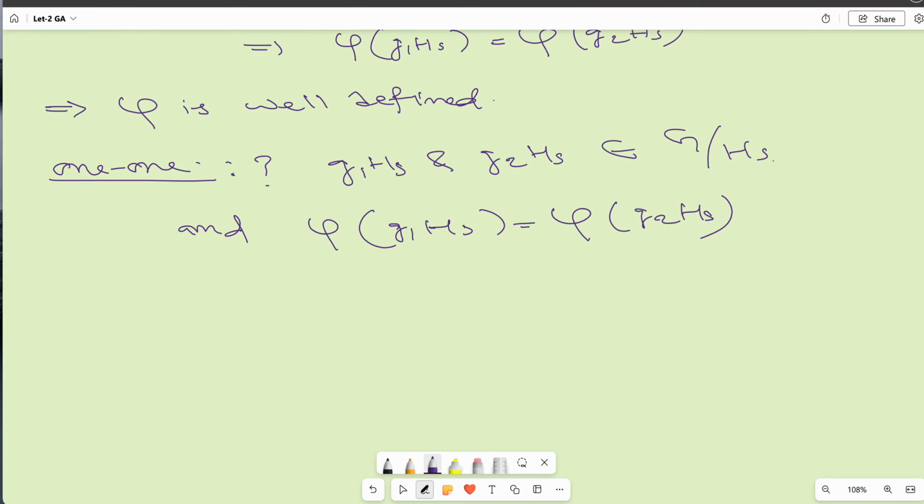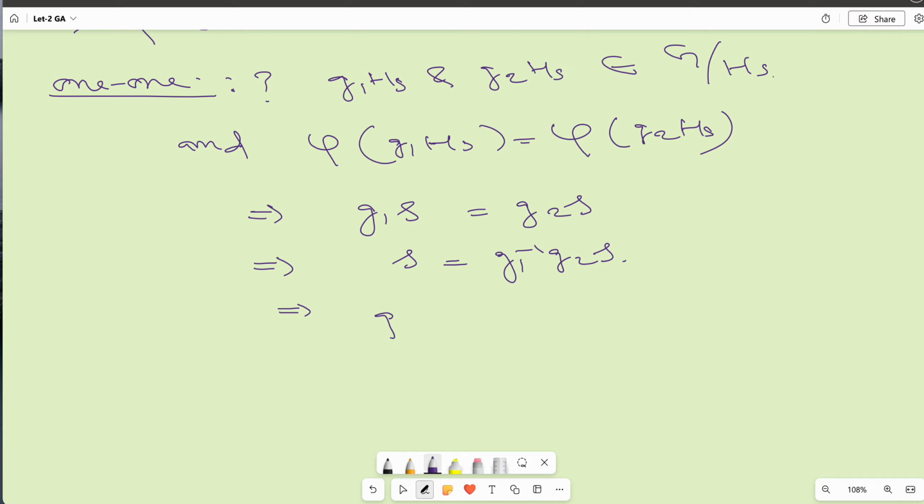Now you have to show that the element G1 HS equals G2 HS. That's it. So what does it mean? It means that G1 of S is equal to G2 of S. You just multiply by G1 inverse here, so it will be S, the identity, and it will be G1 inverse G2 of S.